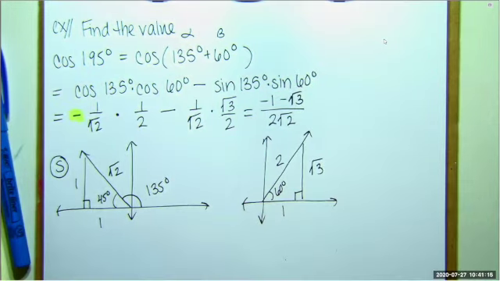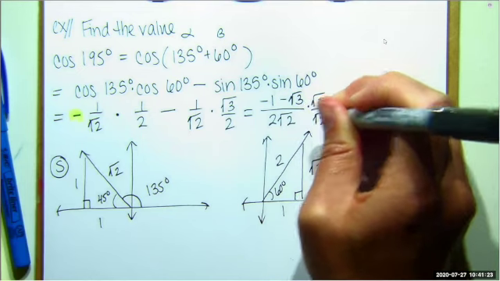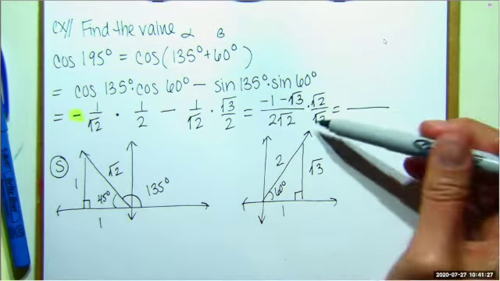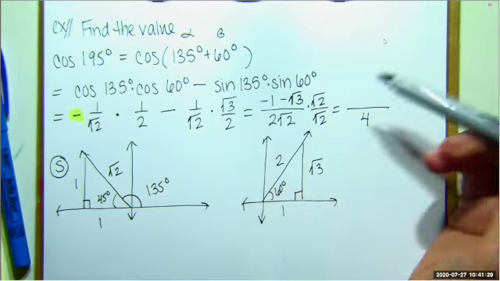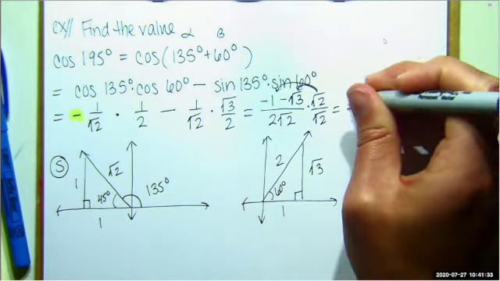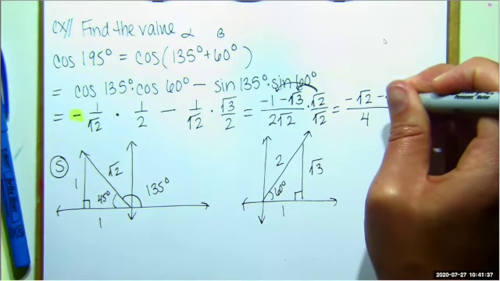The next step here is to rationalize the denominator. So I'm going to multiply by root 2 over root 2. In the denominator, I have 2 times 2, which is 4. In the numerator, I need to remember to distribute this to both of these terms. So I have minus root 2 minus root 6.